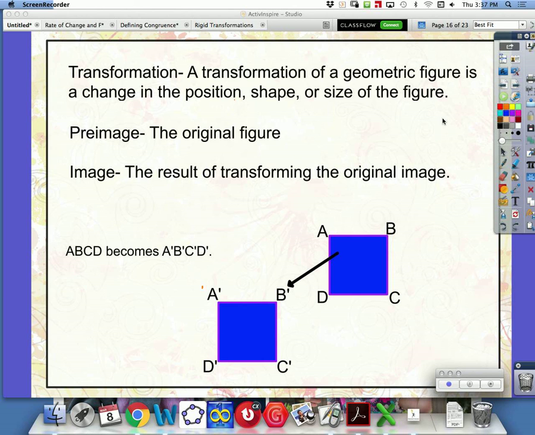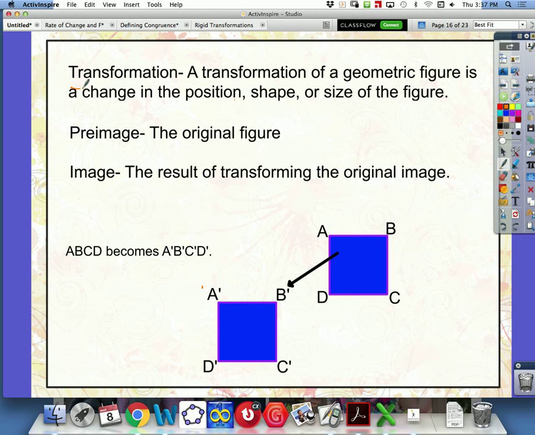Hey everyone, this lesson is on transformations. And this is going to be an overview, and then the next 4 lessons all deal with specific transformations. So before you can learn what the transformations are, you need to know what a transformation is. A transformation of a figure is a change in the position, shape, or size of the figure. Most of the transformations that you're going to learn about only change the position. It doesn't change the shape or the size of the figure.